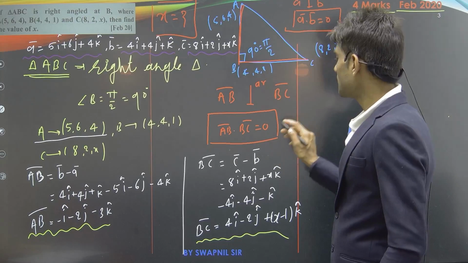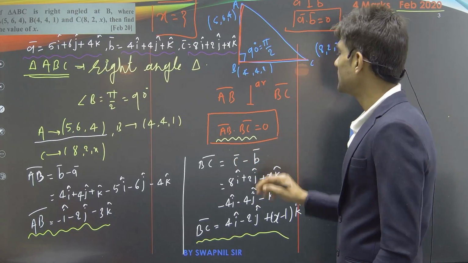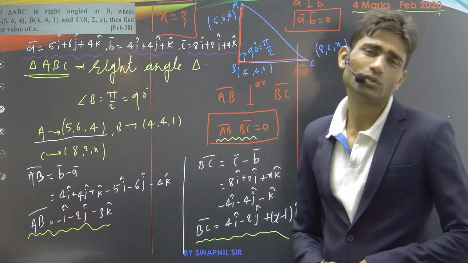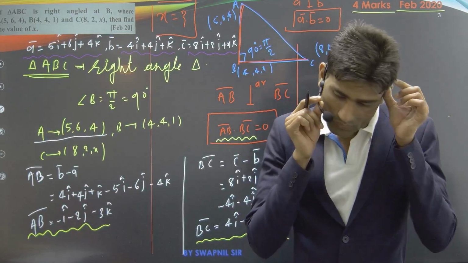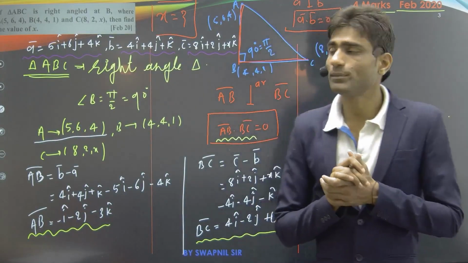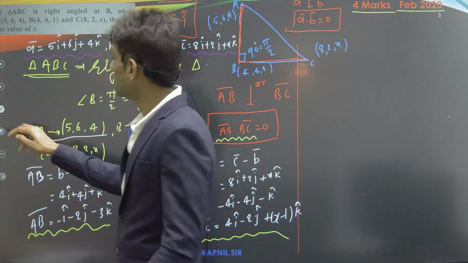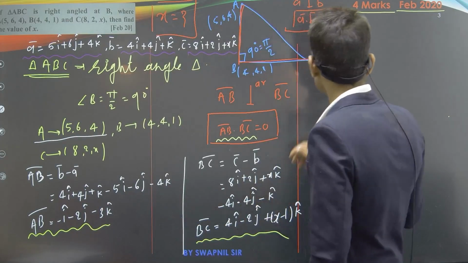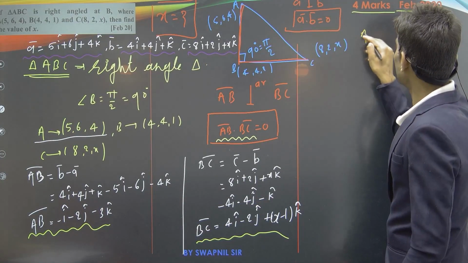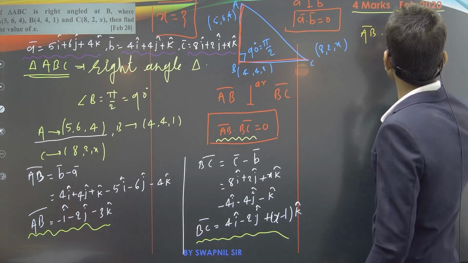Now, as we have this condition, vector AB into vector BC is equal to 0, because these two vectors are perpendicular to each other. If these two vectors are perpendicular, then we write their dot product, which is equal to 0. Now let me write their dot product here: AB dot BC is equal to 0.